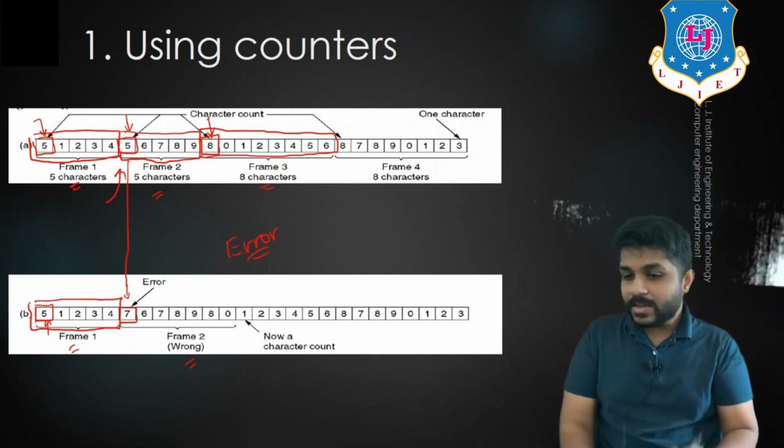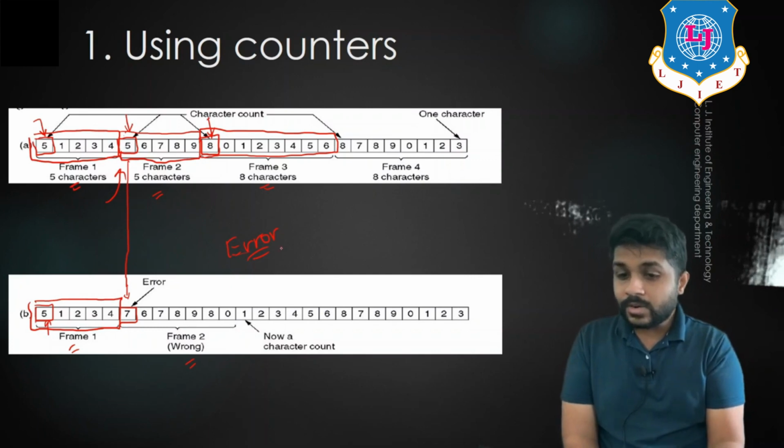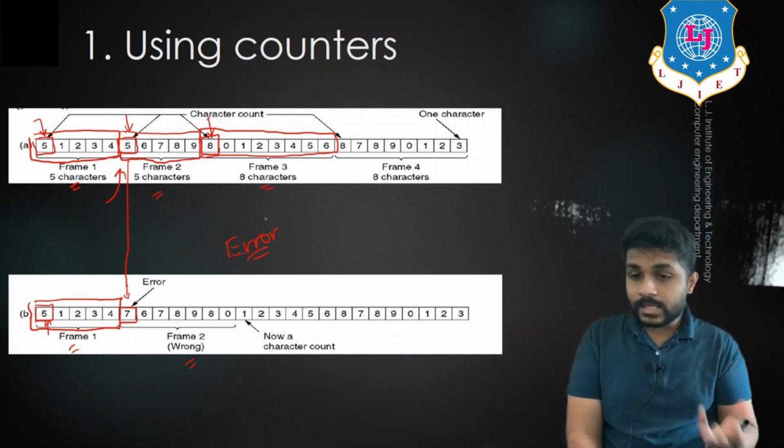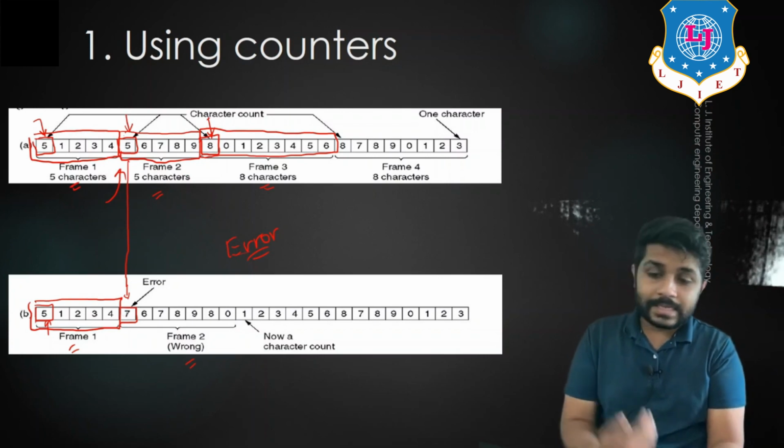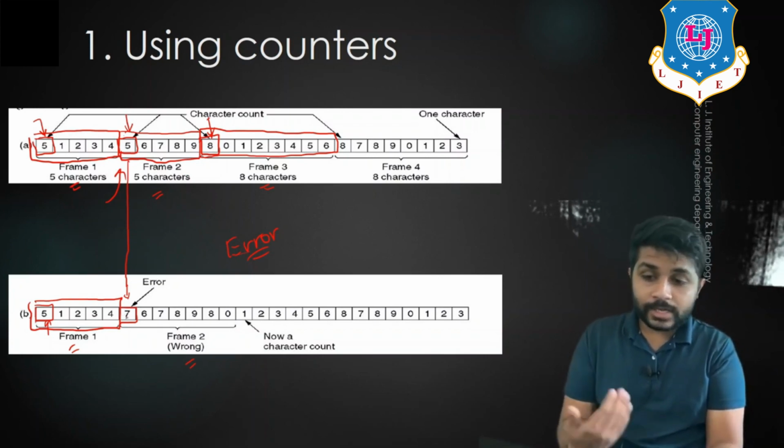Why is it problematic? Because now the receiver doesn't know that an error has been added. What will the receiver do? It will simply check the first character of the frame that it has received and the value of the first character is 7.